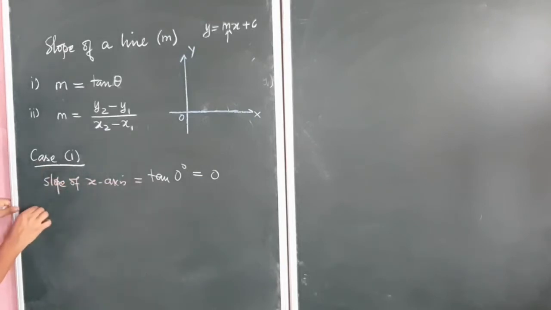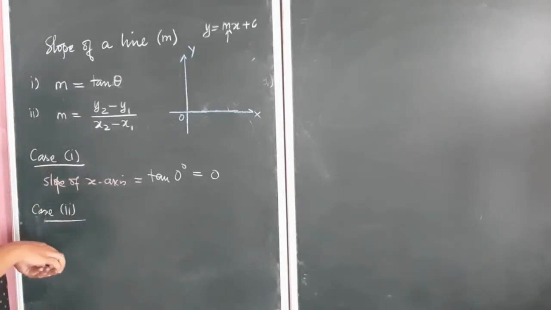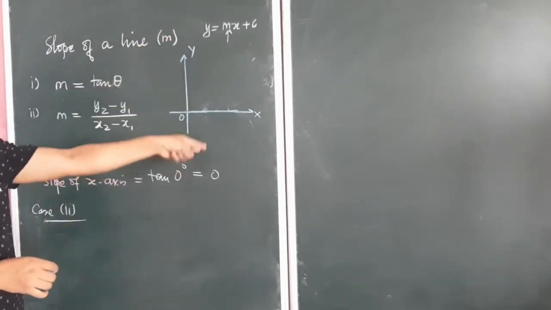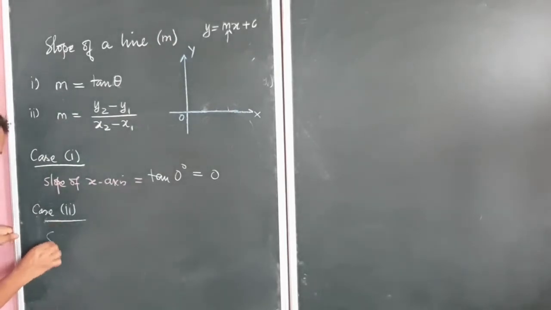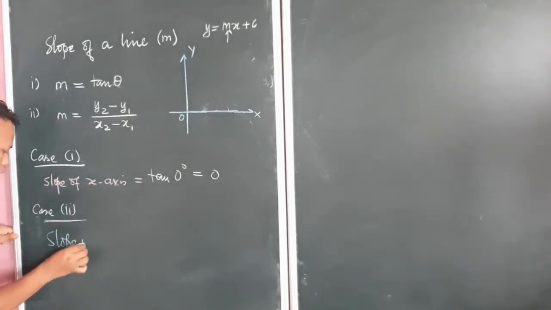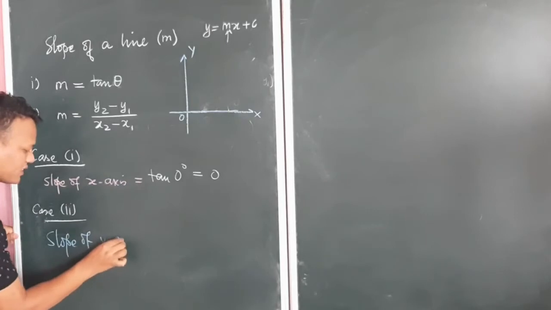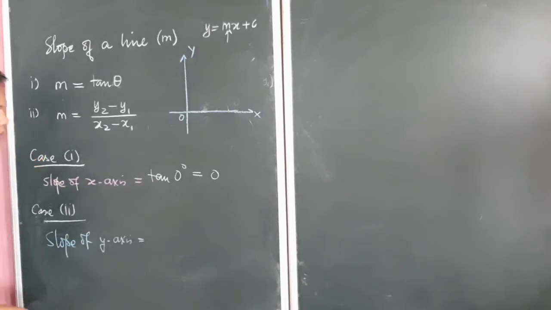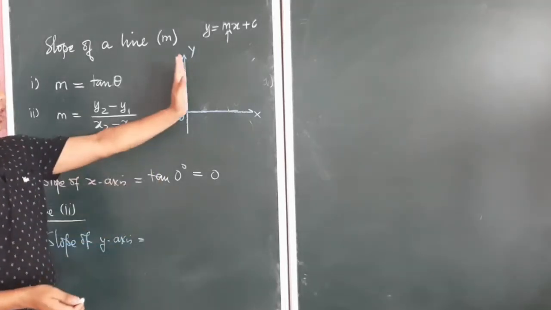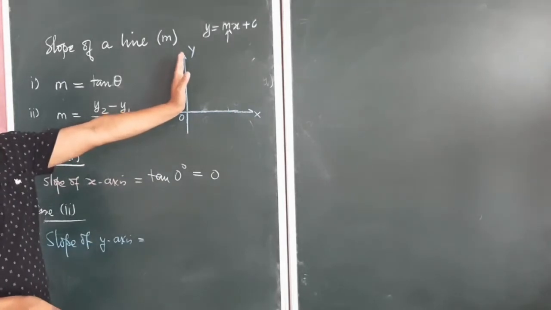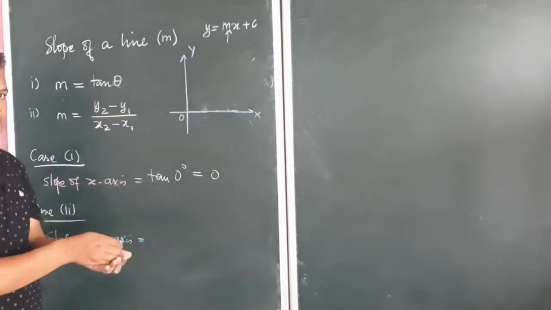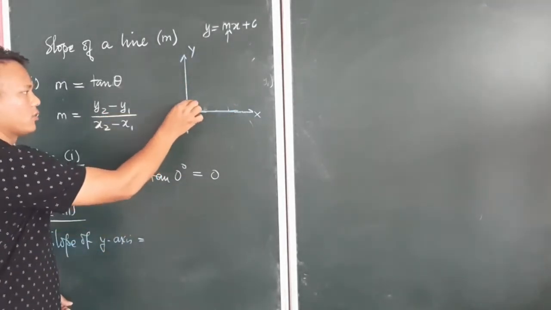Okay, so next is case 2. In case 2, I'm going to take what is the slope of this line, that is y-axis. So slope of y-axis will be equal to, okay, now let us see how much angle this line makes with the positive direction of x-axis. Obviously this angle is how much?